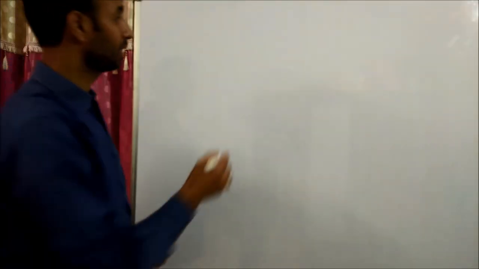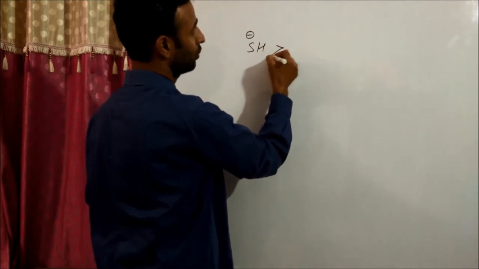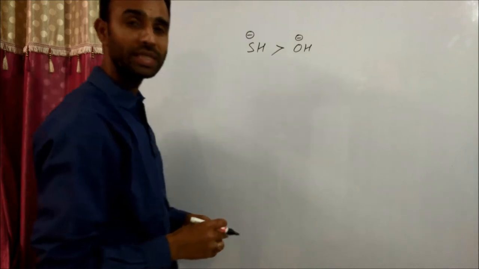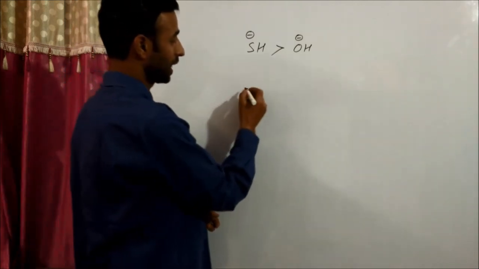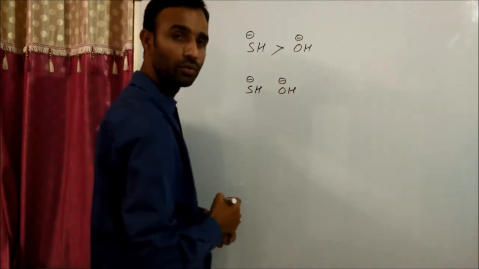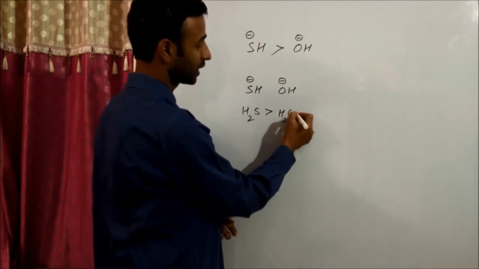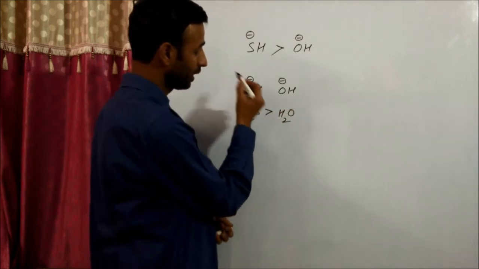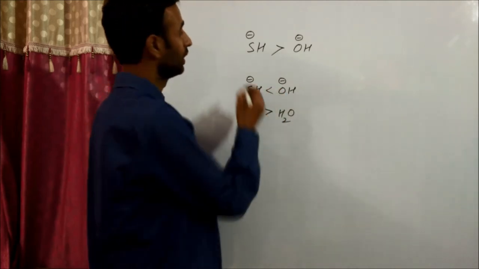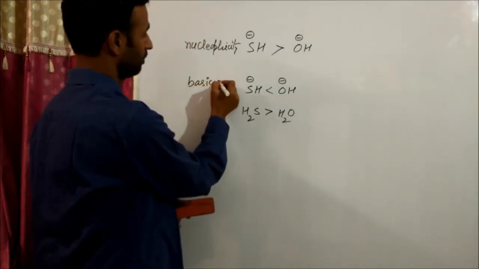Similarly, SH negative is more nucleophilic than OH negative. But what about basicity? SH negative is a weaker base than OH negative, because H2S is a stronger acid than H2O. That's why SH negative is a weaker base than OH negative. This is the order of nucleophilicity and this is the order of basic character.